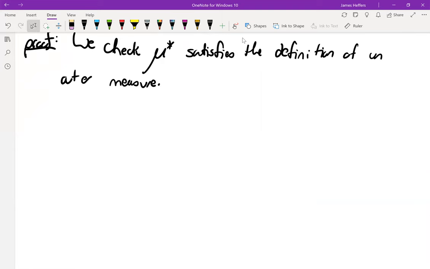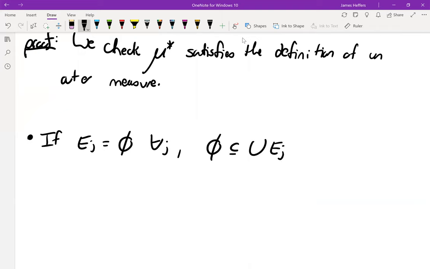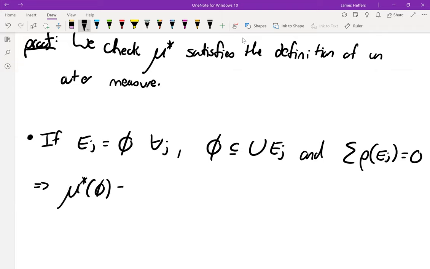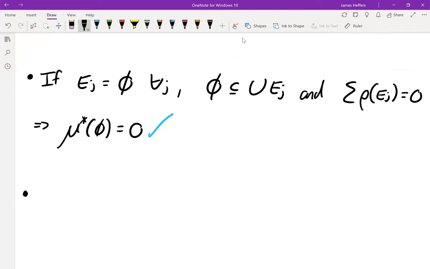So the first property, we'll just note that if you just let E_J equal the empty set for all J, then obviously the empty set is going to be a subset of that union. And since rho was defined to take the empty set to zero, that sum is just zero, so that automatically implies that mu star of the empty set is going to be zero, because it's going to be the infimum of all these rho of E_J, and the infimum is going to be zero. So good, that takes care of the first property. That one wasn't too bad.